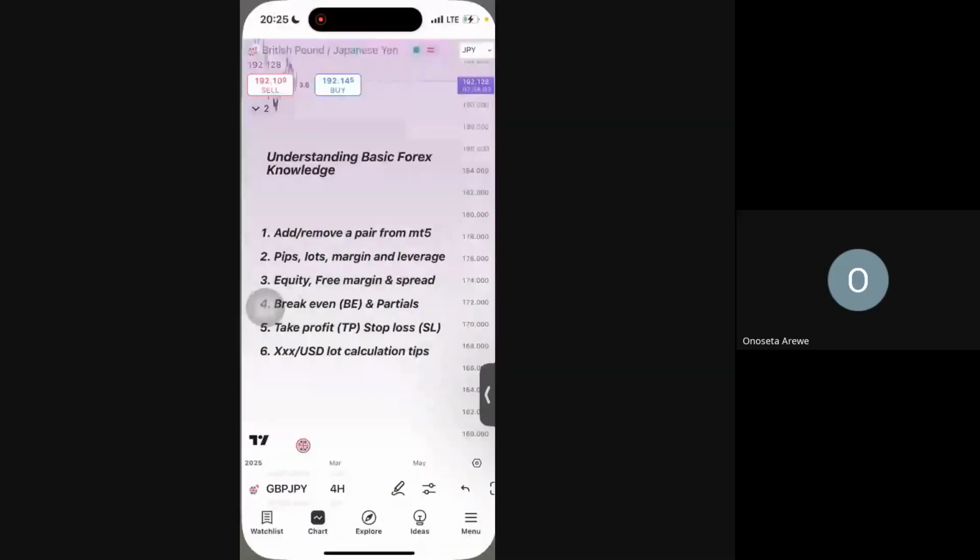Next on the list, we have pips, lots, margin, leverage. Some people have been asking if the leverage on crypto is the same thing as the leverage on Forex. Yes, but it's applied differently. For example, in crypto, if you want to enter a trade, let's say you want to trade BTC USD, you can make the leverage 100x. If you want to trade Ethereum, ETH USDT on the same Bybit, you can make the leverage 50x.